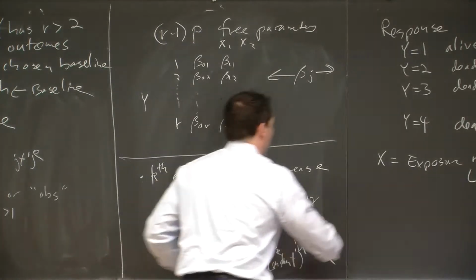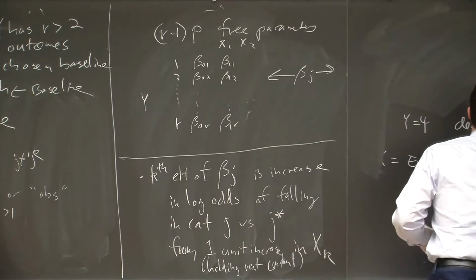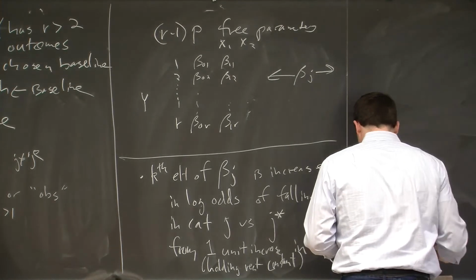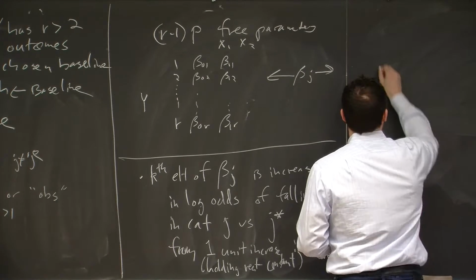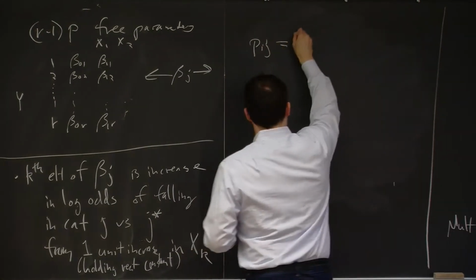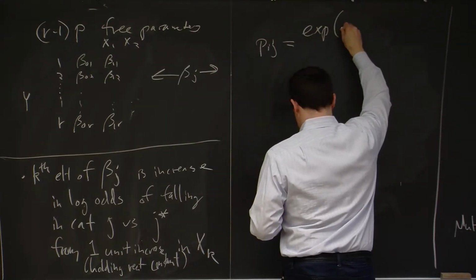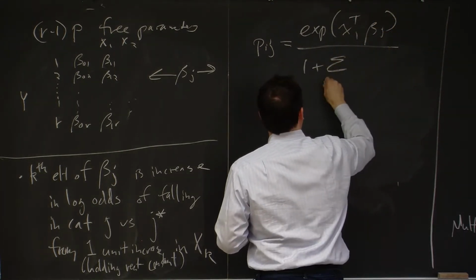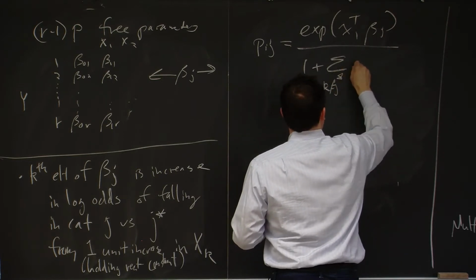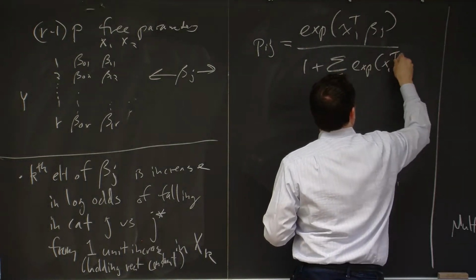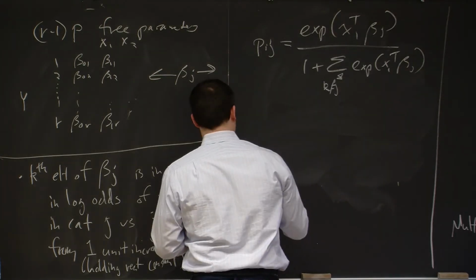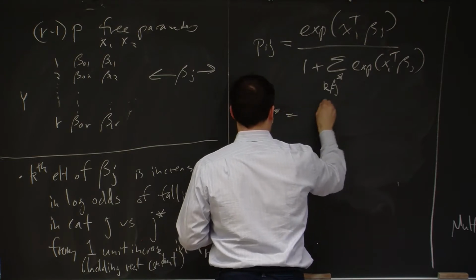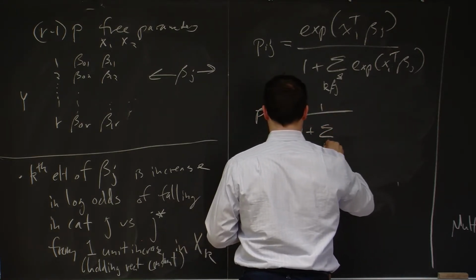And then you can compute from that the probability that gets assigned, p_ij, equal to exp of x_i transpose beta_j over 1 plus the sum of exp of x_i transpose beta_j for non-baseline categories, and then the baseline category gets a different value, just 1 on top.